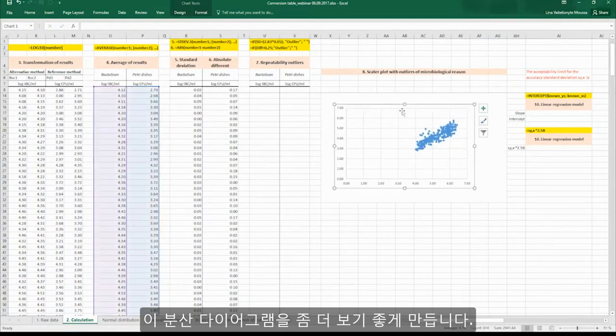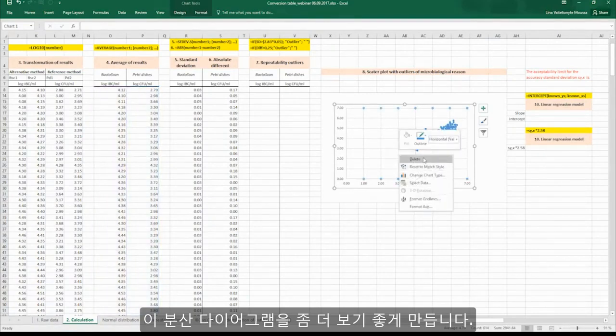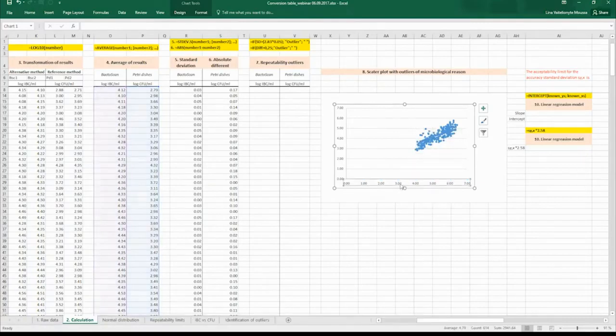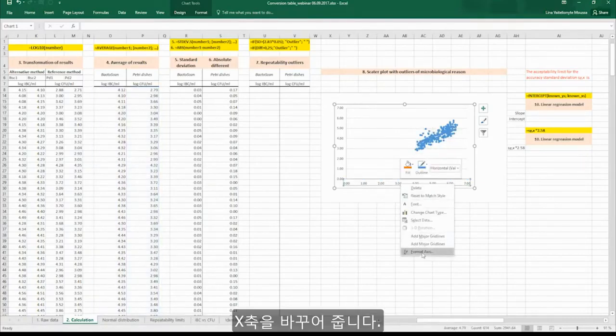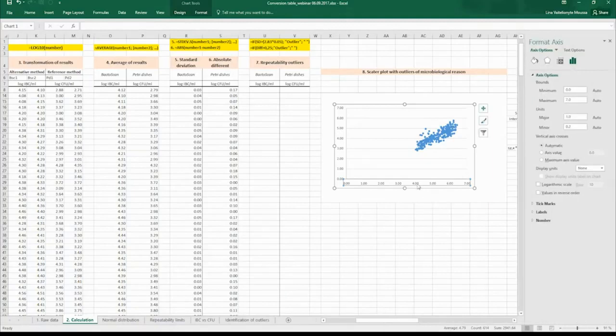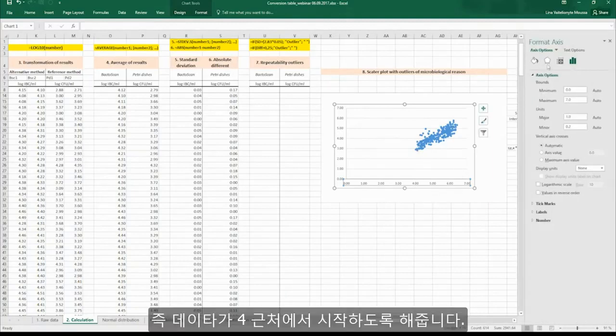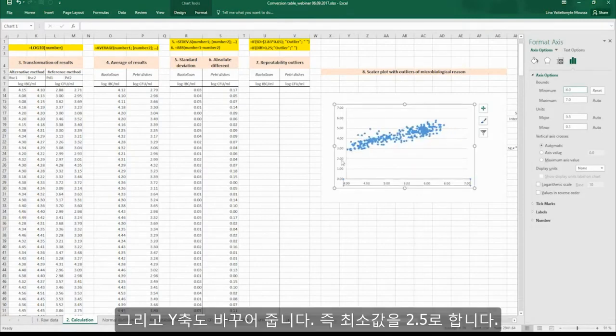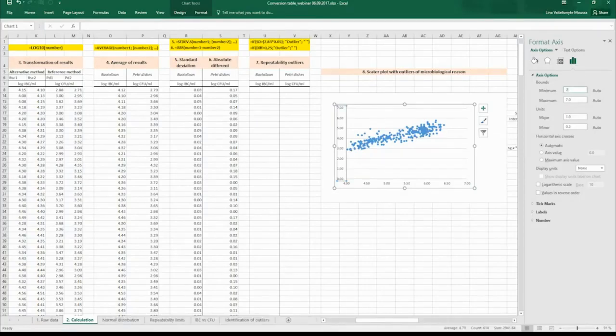Let's work a little with the diagram to make it more clear. We can change the axis format. So we can see that it's starting somewhere around 4. So we can also add 4. And here I would choose maybe 2.5.